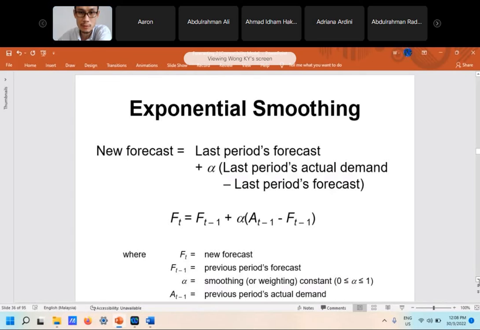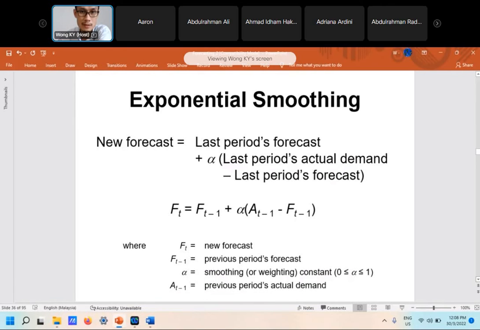Right, so this is the formula. Now formulas are starting to come in, and later there are more formulas. This formula is used to calculate the forecast value. The forecast value equals the last period forecast value plus alpha, the smoothing constant, multiplied by the last period actual demand value minus the last period forecast value.